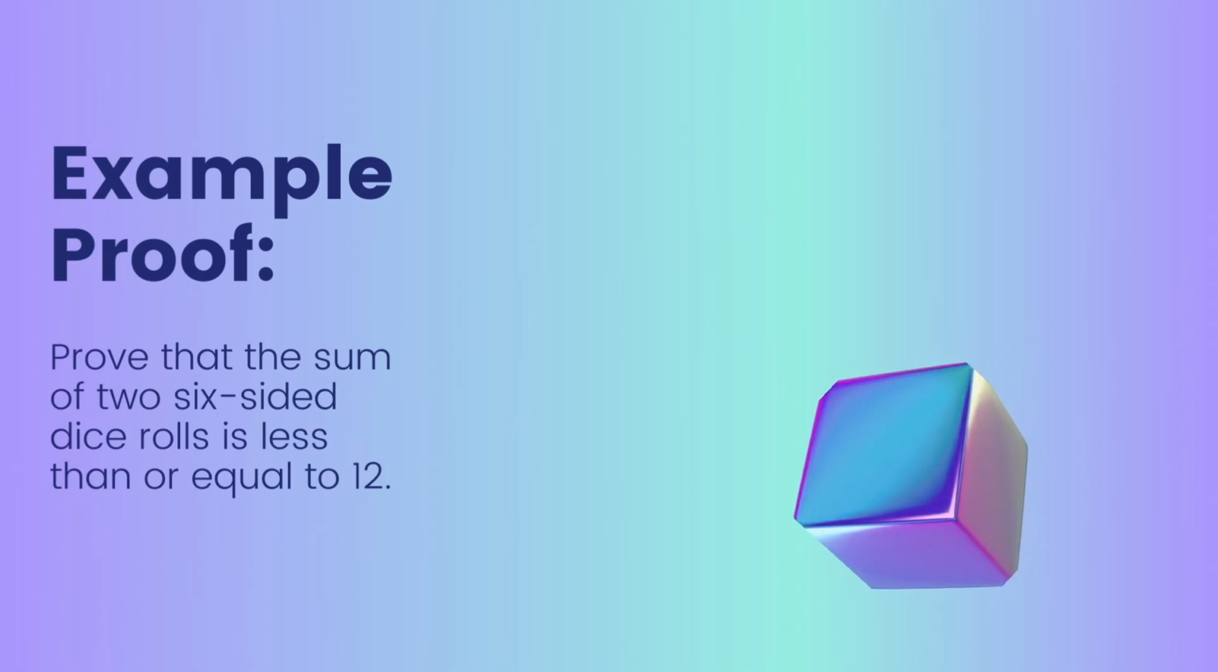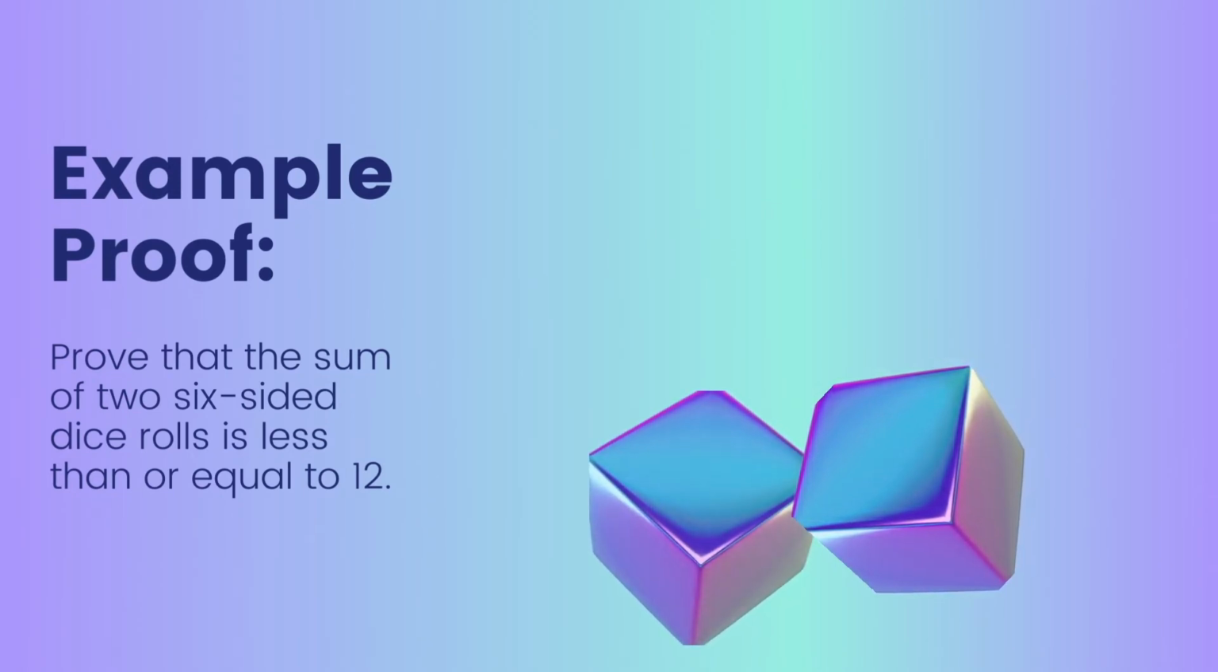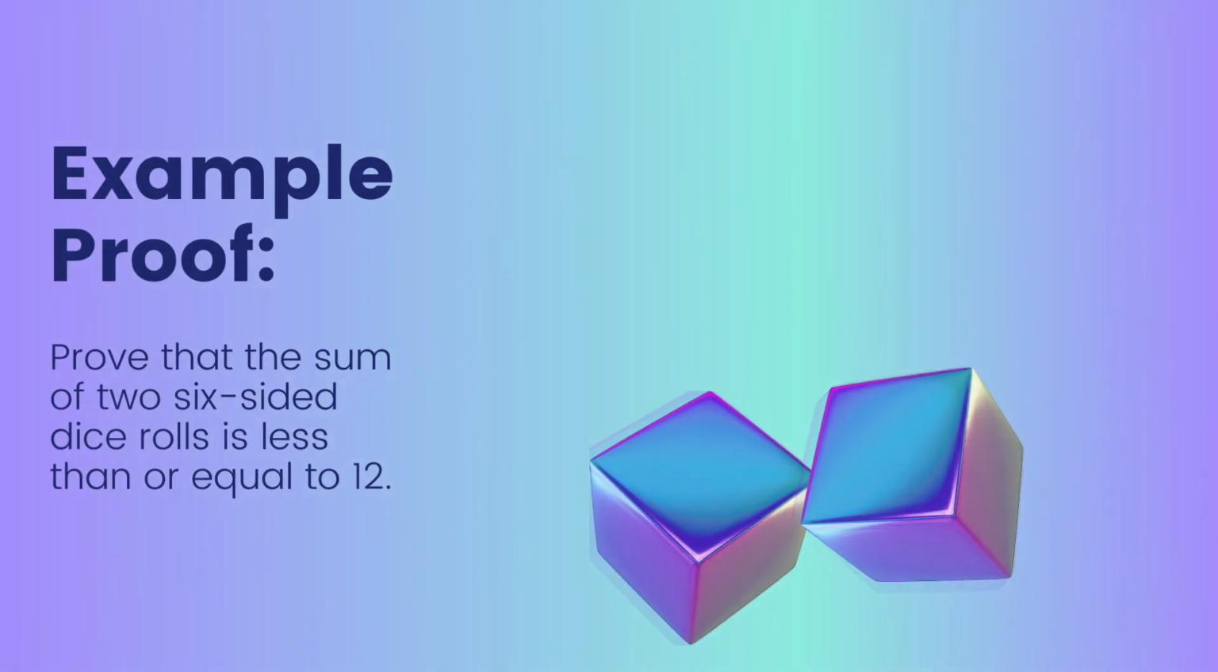Here's an example of a short proof. I know this is a fact that all of you already know, but I'm doing it to point out some structural things about proofs. The statement we want to prove is the sum of two six-sided dice rolls is less than or equal to 12.